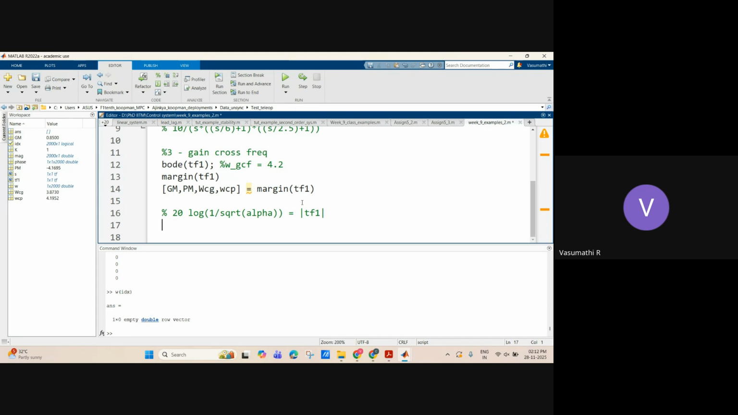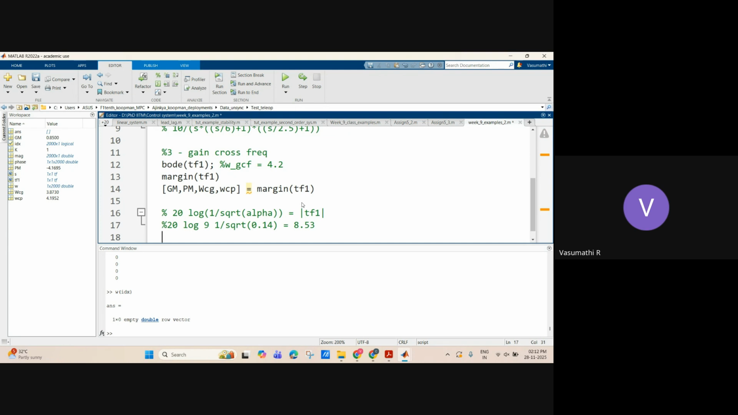25 by 2.5, it will give me something around, it will be equal to 20 log of 1 by sqrt of alpha. It is 0.14, they have given. It will be equal to 8.53 around, I am getting.